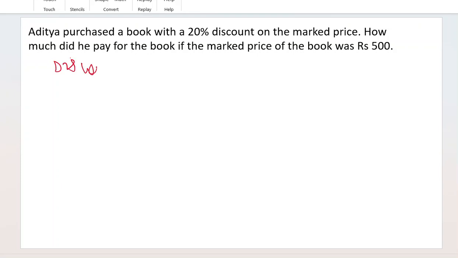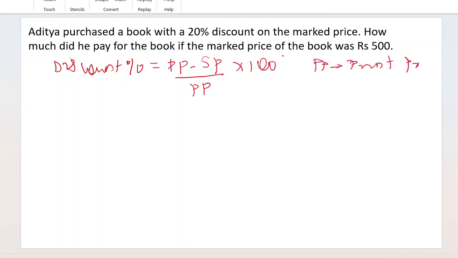Discount percentage is equal to (PP minus SP) upon PP into 100. Now, this formula is supposed to be learned by heart. Discount percentage is PP minus SP upon PP, where PP is nothing but the print price, and SP is nothing but the selling price.